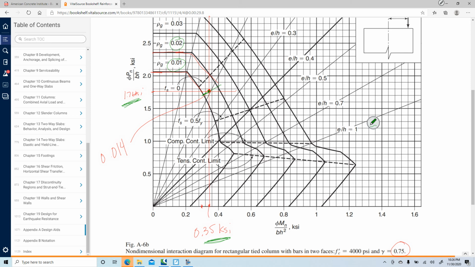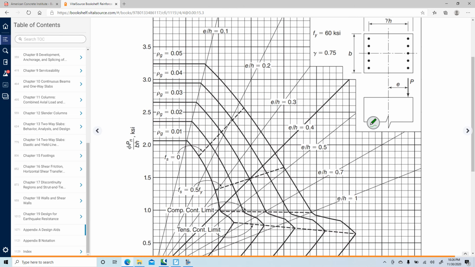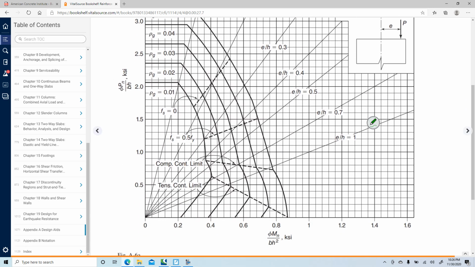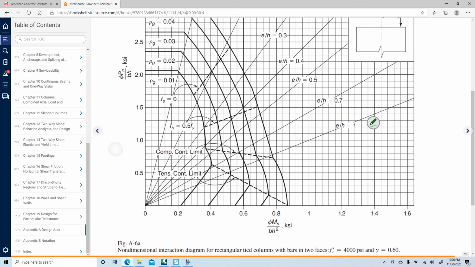Now I'm going to have to do it again. I'm going to delete that. I'm going to do it again with the gamma equal to 0.6, which is this one right here. So take a minute, look at this. Gamma equal to 0.6, using 0.35 ksi on the bottom and 1.76 ksi. What would you guess for your rho?